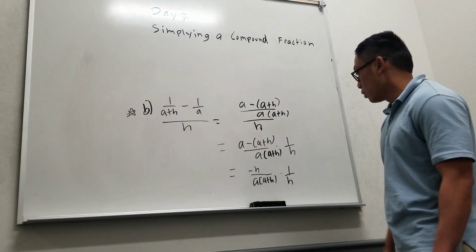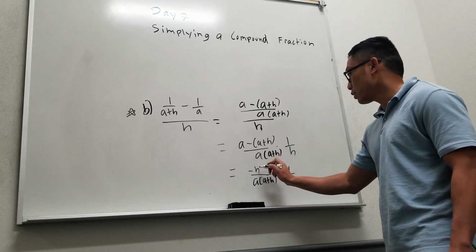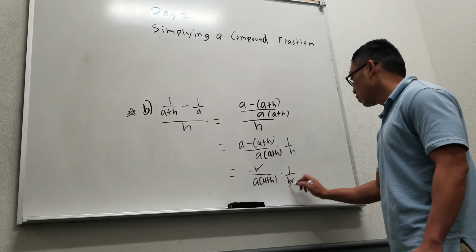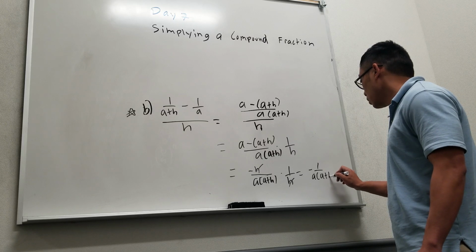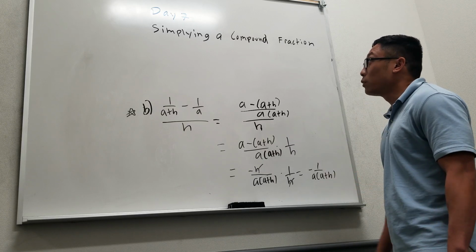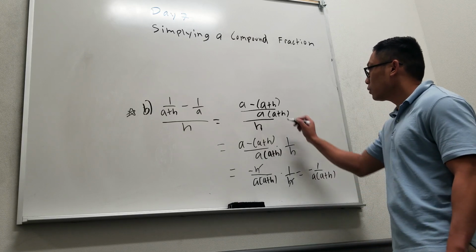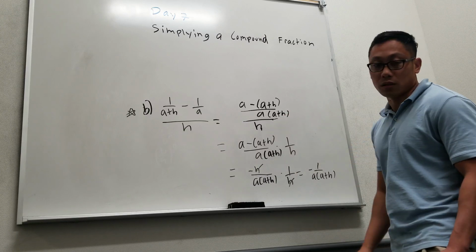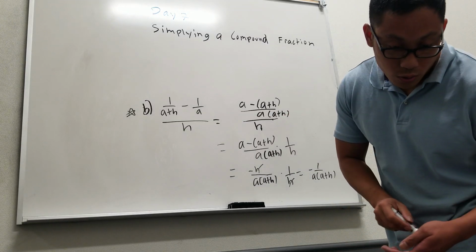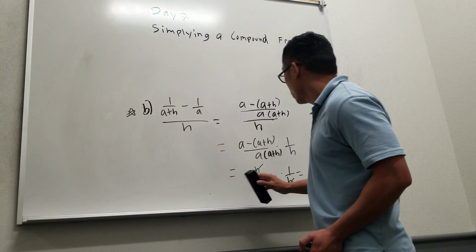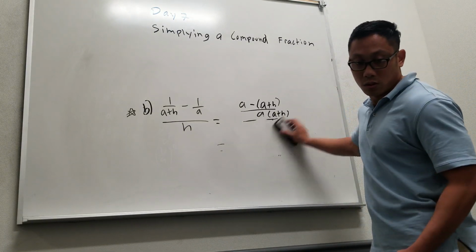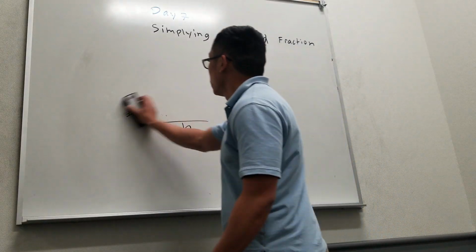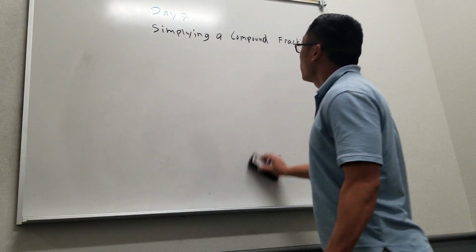Okay, so now just gotta cancel this and this. This will just be negative 1 over a times a plus h. That's it. Okay. All right. So we just learned to simplify a compound fraction.